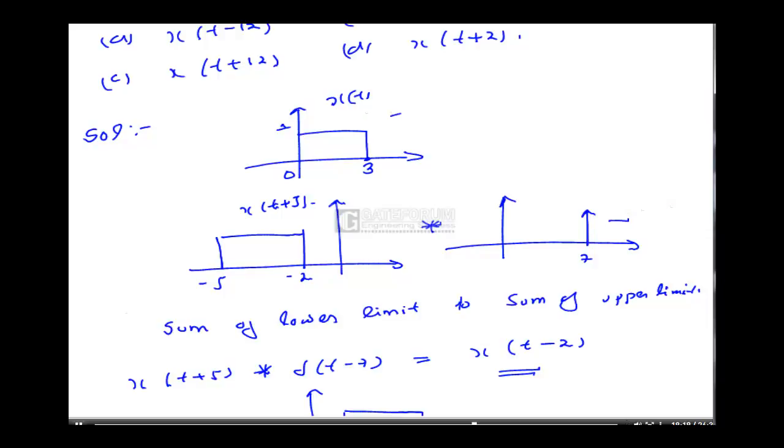Okay. This is one example for x of t. It is true for any x of t. Okay.